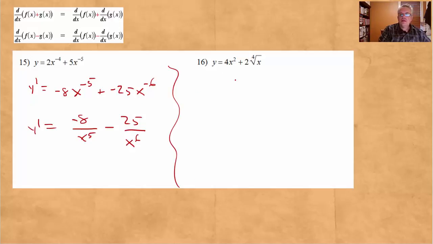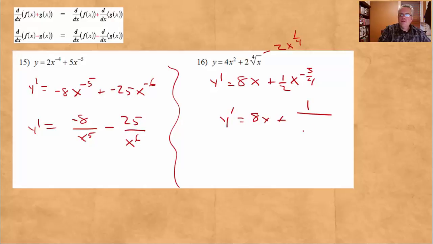Okay, let's try this one. 2 times 4 is 8, so we get y prime equals 8. X to the 1st. Oh, I should have rewritten this, but I still can. This is 2 x to the 1/4. So plus 1/4 times 2 is a half. Subtract 1 from the exponent, we get negative 3/4. Alright, this is beautiful. The second term kind of stinks though, so I'm going to rewrite it. 1 will be in the numerator, 2 will be in the denominator. I have x to the 3/4 in the denominator. That's the 4th root of x cubed.